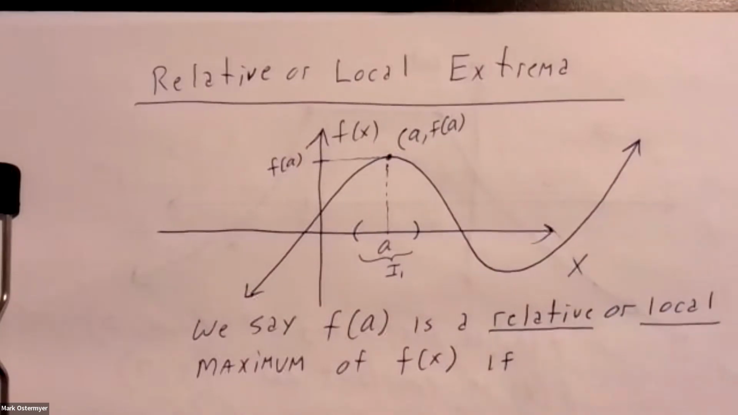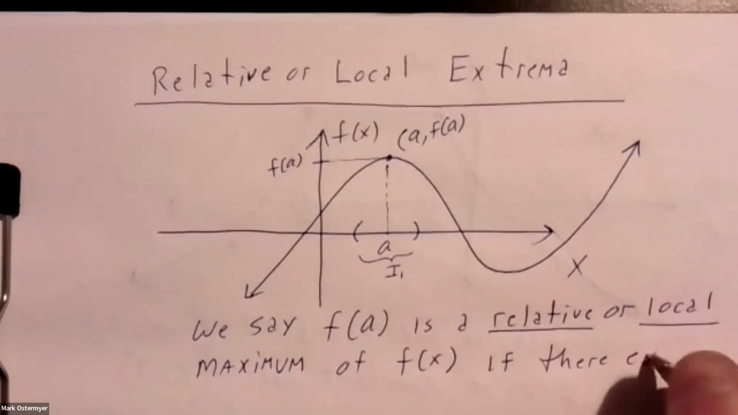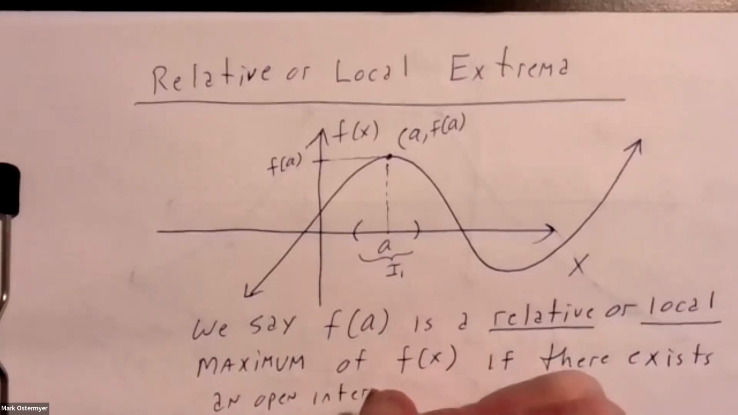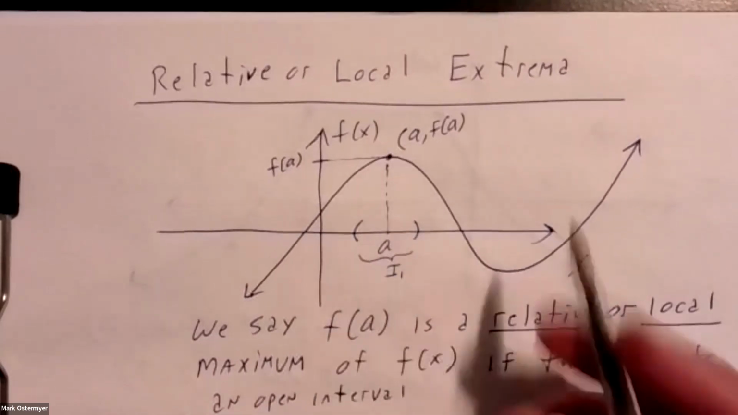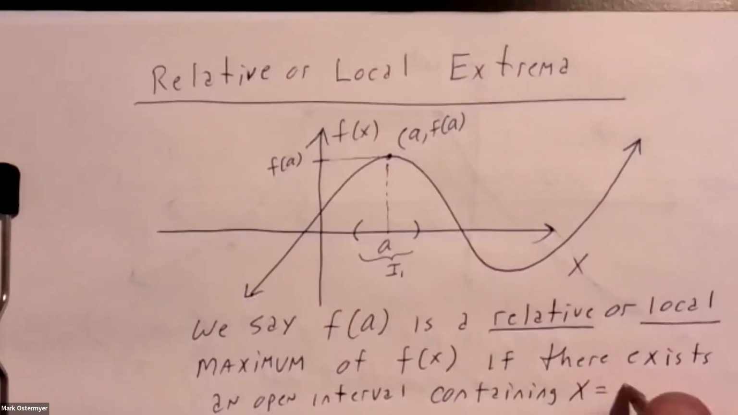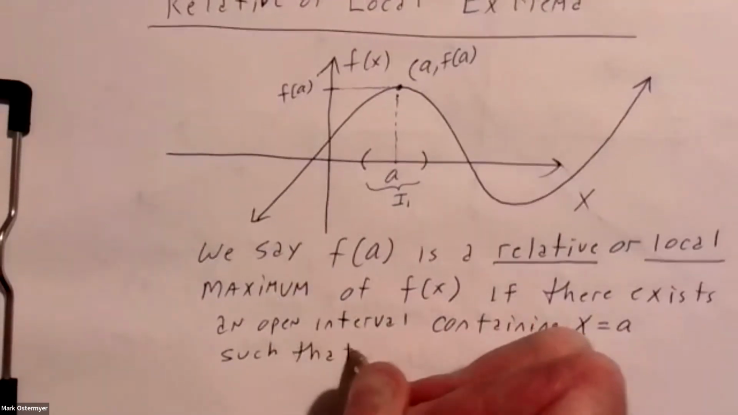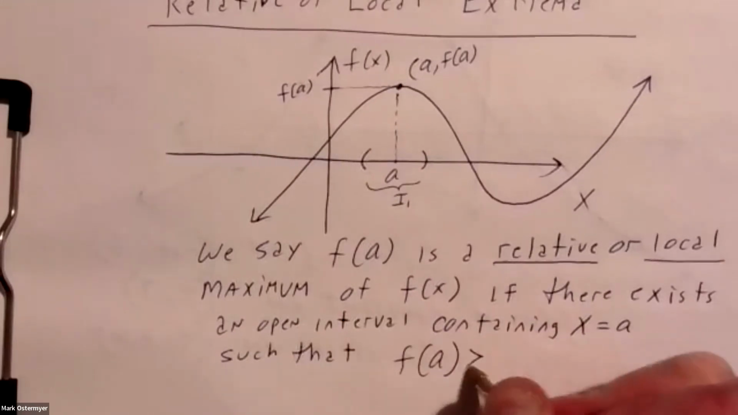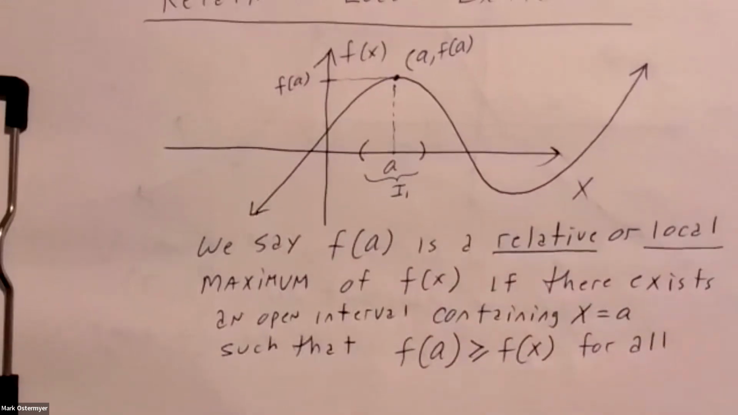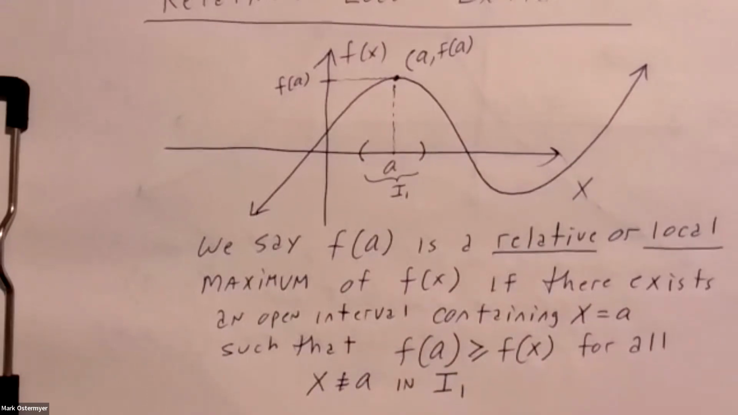So we say that f of a is a relative or local maximum of f of x if there exists an open interval. Open interval means you've got parentheses on the left and the right, no brackets. On an open interval containing x equals a, such that f of a is greater than or equal to f of x for all x not equal to a in the subinterval I sub 1. Okay.